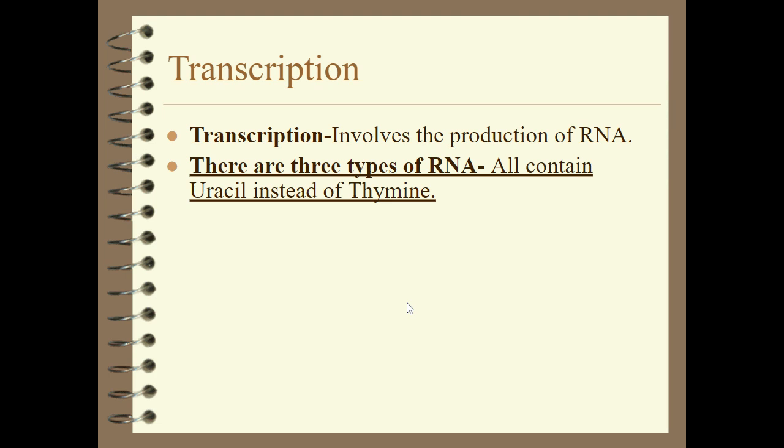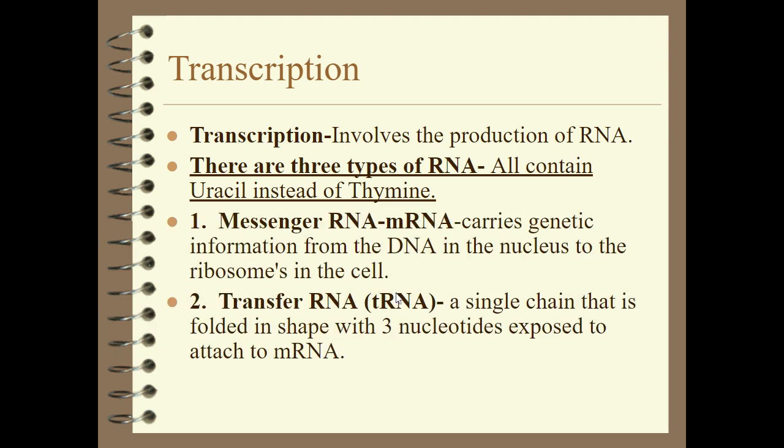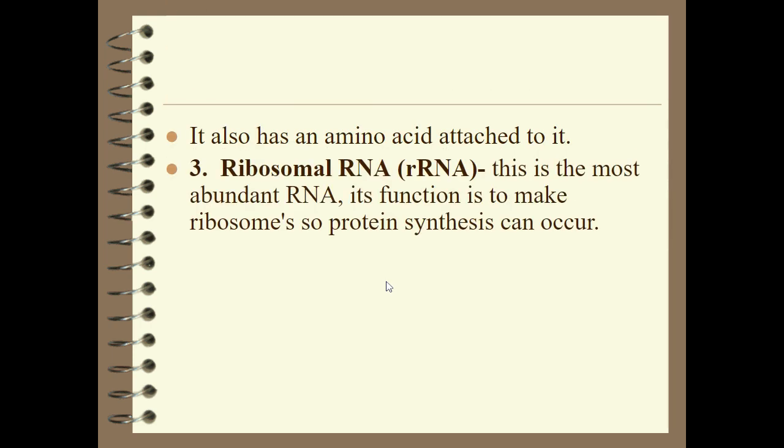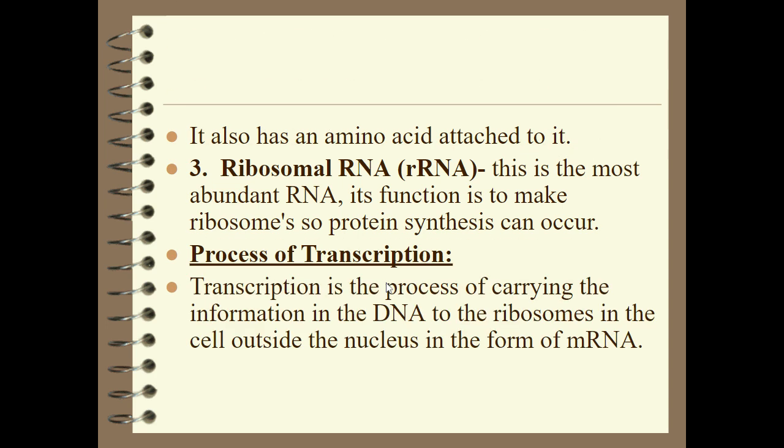So transcription involves RNA. There are 3 types of RNA. Messenger RNA, which carries the genetic information from the DNA to the ribosomes. Transfer RNA is a single chain that attaches to the messenger, and it basically moves this towards the ribosomes. And ribosomal RNA, these are the most abundant. Their function is to create protein, so protein synthesis.